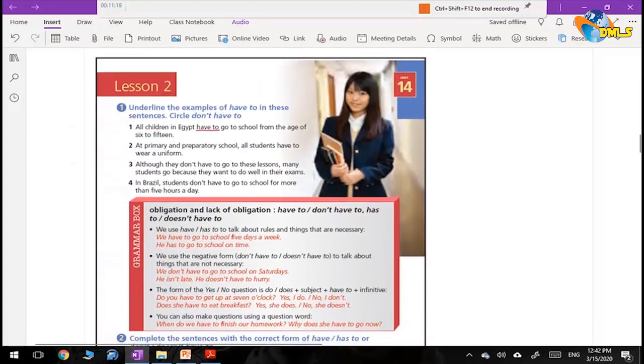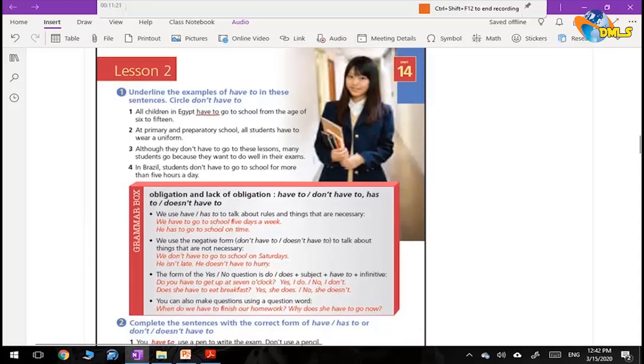Now moving on to the second part of our unit, we have a grammar part to work with. This is the obligation and lack of obligation we have discussed, and we said we will use the verb to have with have to, don't have to, and doesn't have to. Let's read what the grammar box includes. The first one, we use have to and has to talk about the rules and things that are necessary, that are important. We have to go to school for 5 days. This is a necessity.